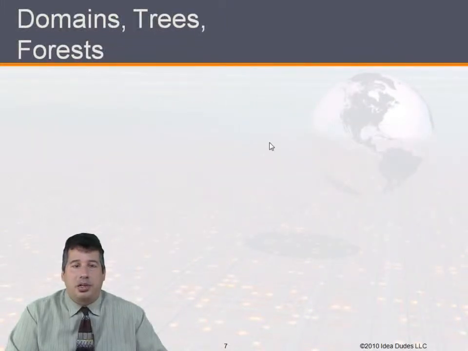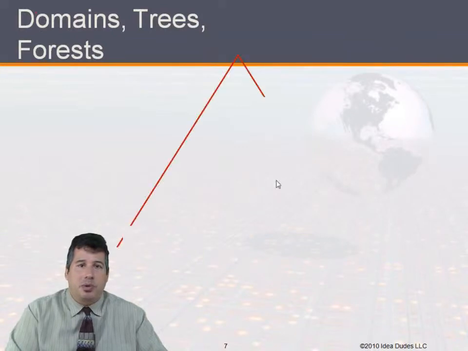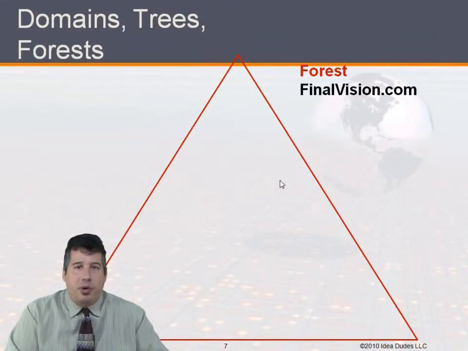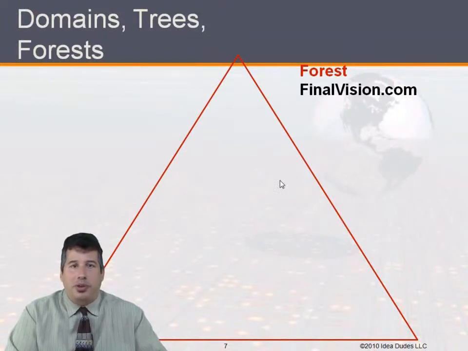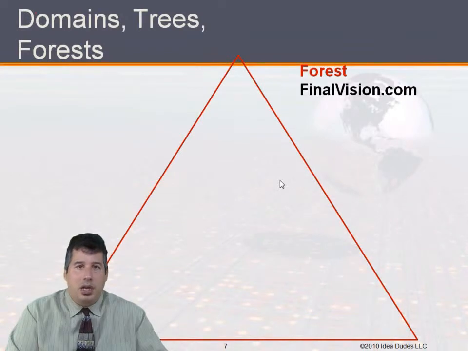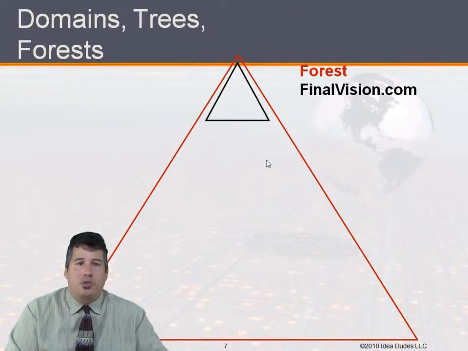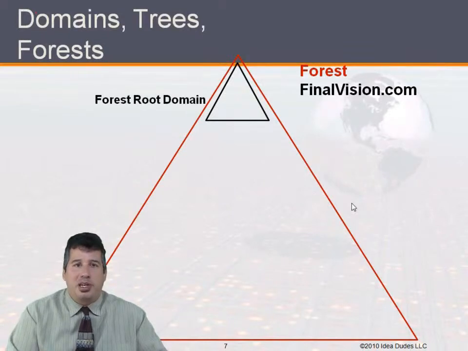Okay, so we're going to look at domains, trees, and forests. So the first thing we're going to talk about is a forest. So we've got the forest, which is finalvision.com, which is Final Vision. That's what we're going to be using throughout this whole course. So with the forest, we have what is known as a forest root domain. The forest root domain is our first domain within our forest.